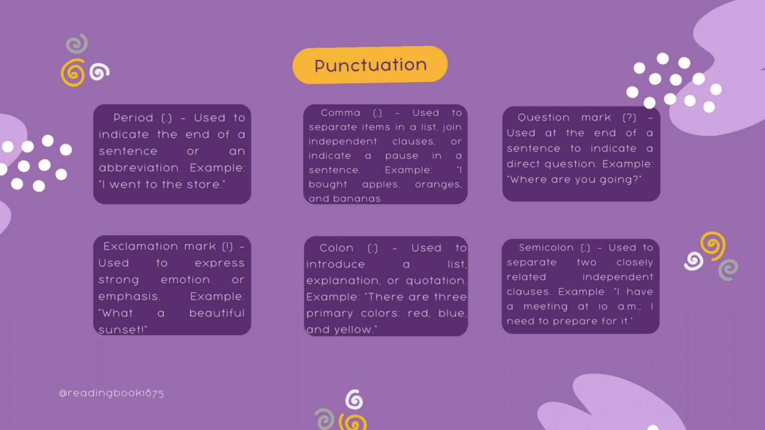4. Exclamation mark, used to express strong emotion or emphasis. Example: what a beautiful sunset! 5. Colon, used to introduce a list, explanation, or quotation. Example: there are 3 primary colors: red, blue, and yellow. 6. Semicolon, used to separate 2 closely related independent clauses. Example: I have a meeting at 10 a.m.